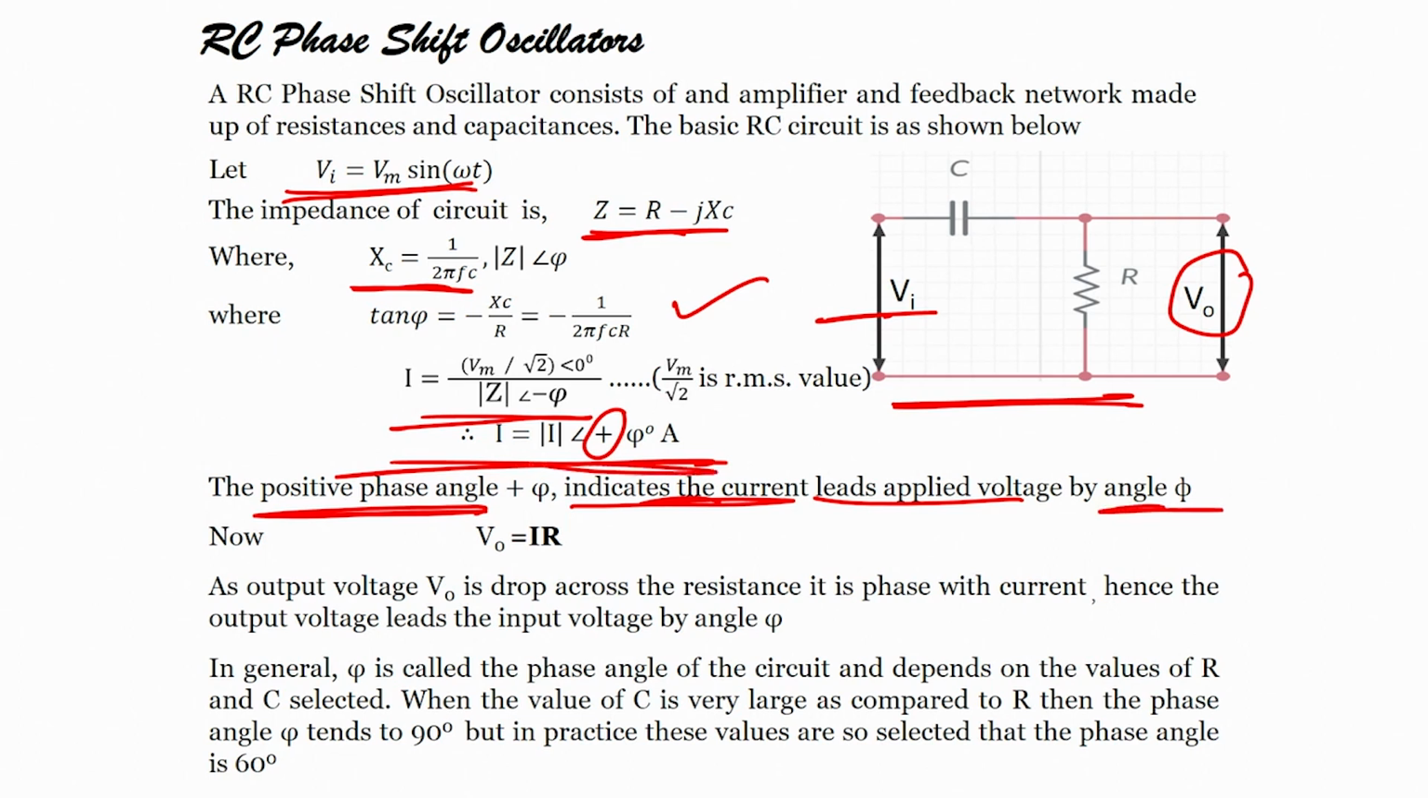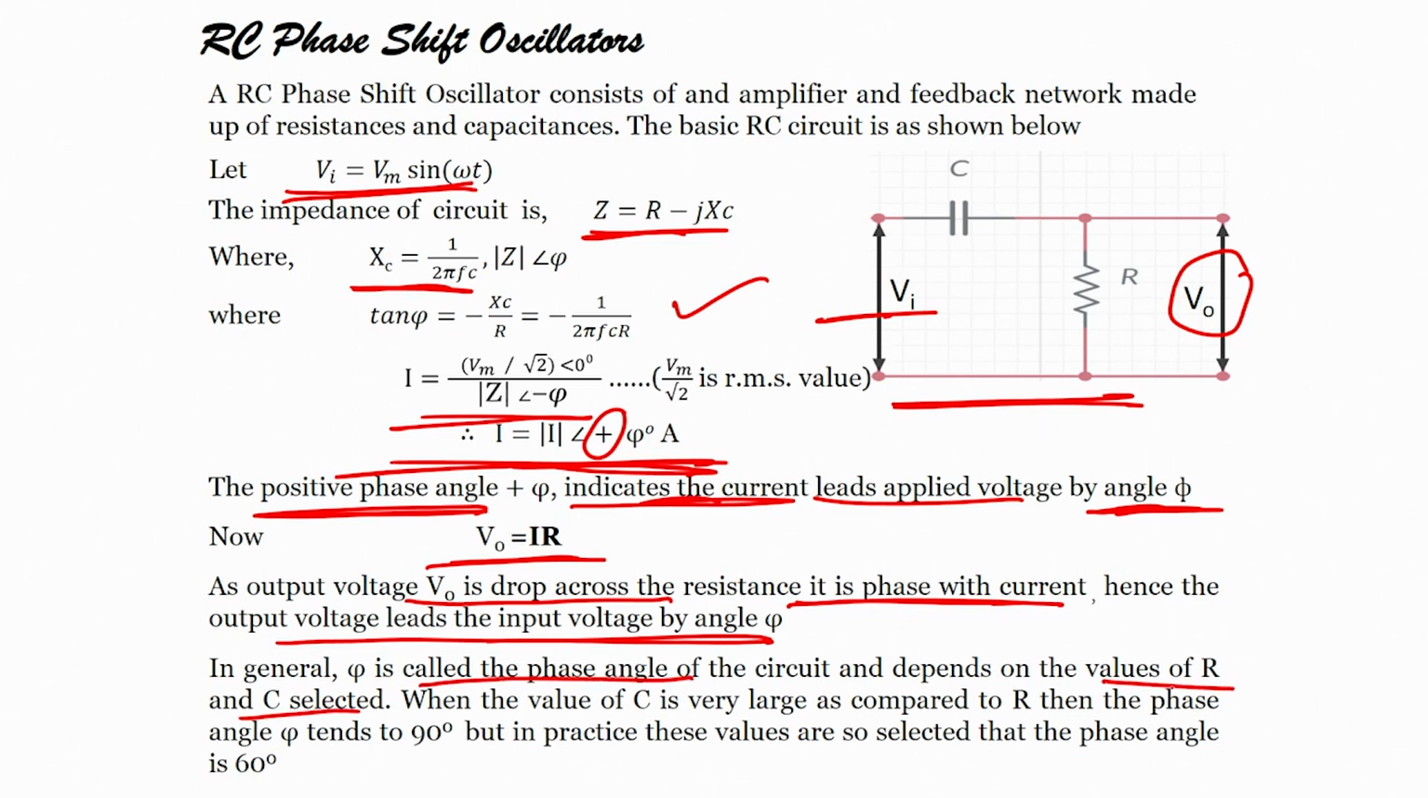Okay. The positive phase angle indicates that the current leads the voltage by angle phi. Now, VO equals IR is easy. As output voltage VO is dropped across the resistance, it is in phase with current, hence the output voltage leads the input voltage by angle phi. In general, phi is called the phase angle of the circuit and depends on R and C selected.